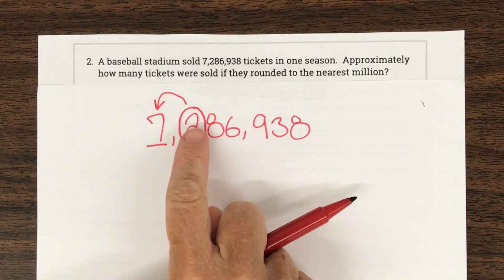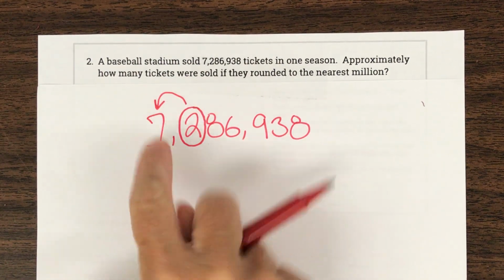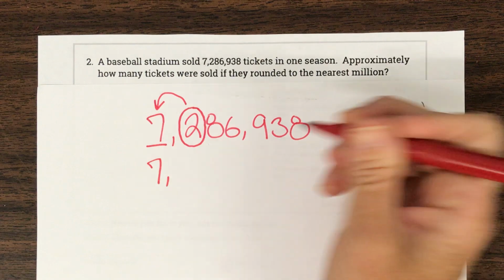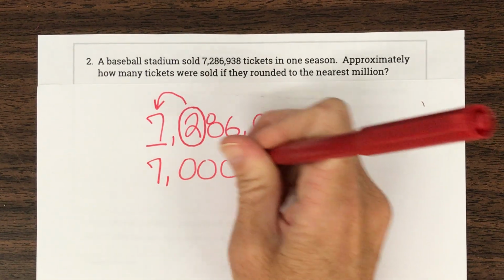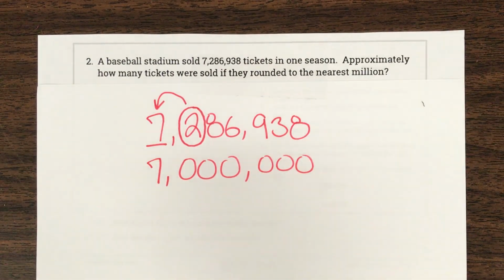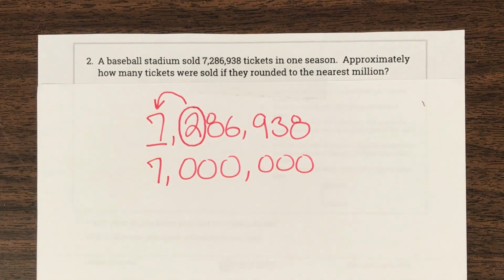So he determines what happens. So I'm a 2, so you stay the same. And then everything after that becomes a 0. So my answer is approximately 7 million. The answer is about 7 million. Okay, let's try some together, ladies and gentlemen.